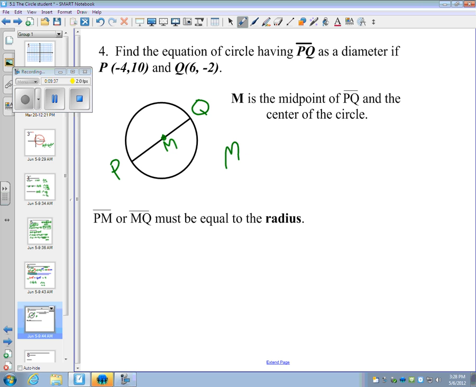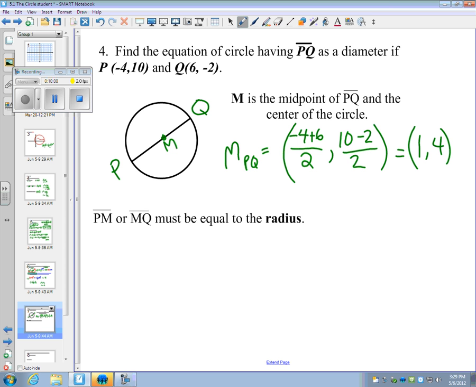So the midpoint of PQ is equal to, we take the x values and add them, divide them by 2, that's our x coordinate, and then we take our y values, add those, 10 plus negative 2, and divide those by 2. So this gives us our midpoint to be 1 and 4. Okay, so what's cool about that is the midpoint of a diameter is at the center of the circle. Now PM or MQ must be equal to the radius. And now we're going to use something called the distance formula. Okay, and this is also on your formula sheet, the distance formula.